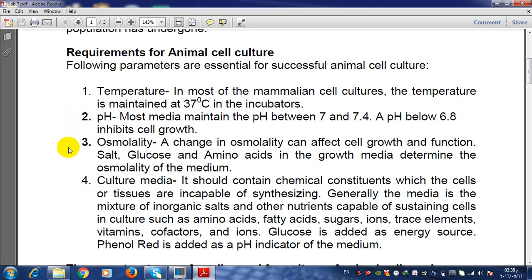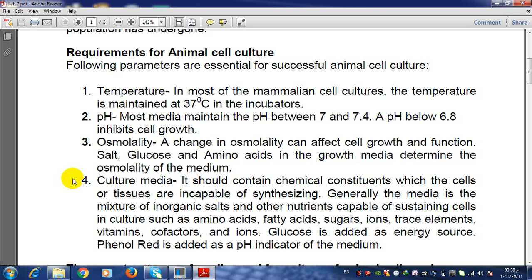Number 3. Osmolality. A change in osmolality can affect cell growth and function. Salt, glucose, and amino acids in the growth media determine the osmolality of the medium. Culture media. It should contain chemical constituents which the cells or tissues are incapable of synthesizing.